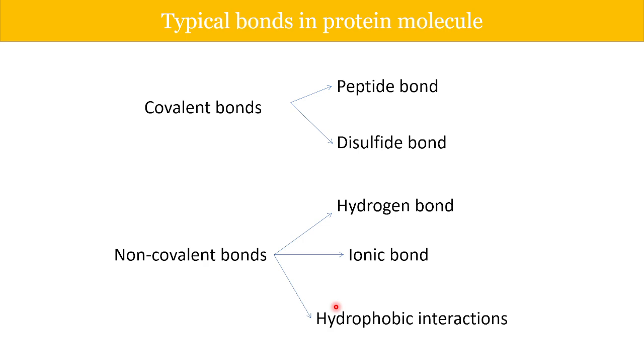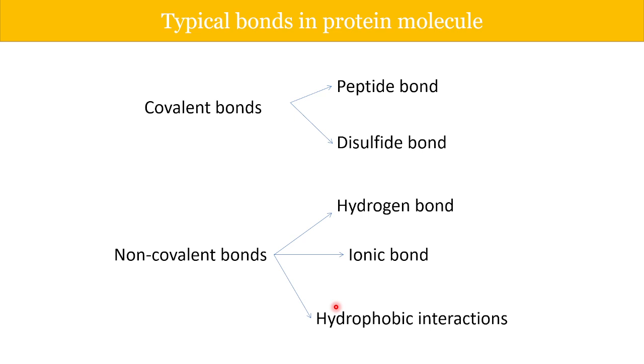Then come the non-covalent bonds, which are much weaker but very important in the folding of the protein or the formation of the protein molecule. The first is the hydrogen bond. The second is the electrostatic interaction between acidic and basic residues, such as aspartic acid, glutamic acid, lysine, and arginine. These are the ionic bonds. And then the hydrophobic interactions, which are important.